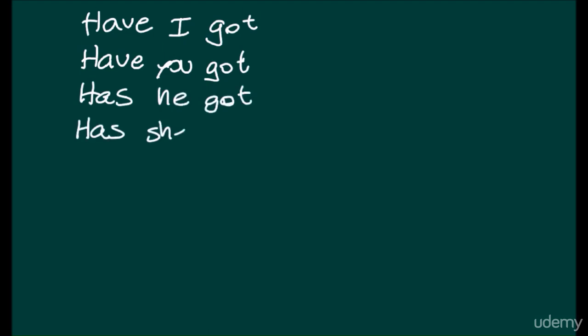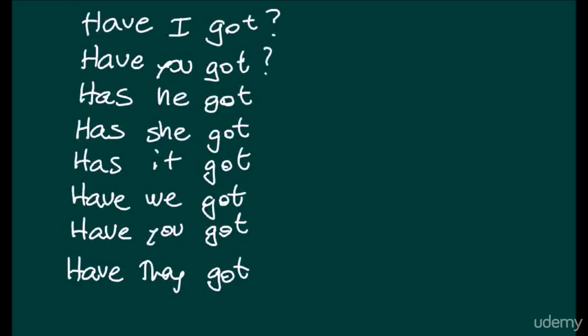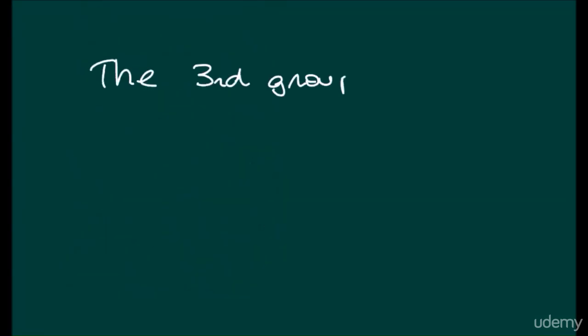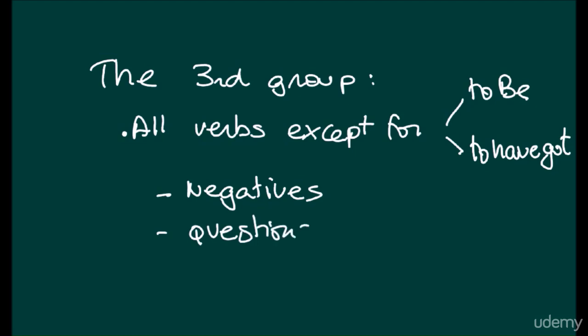Have you got? Has he got? Has she got? Has it got? Have you got? Have they got? Have we got? In the third group, there are all the verbs that are not the verb to be or have got. Please remember these three different groups because it is very important when you do the negatives or interrogative sentences.